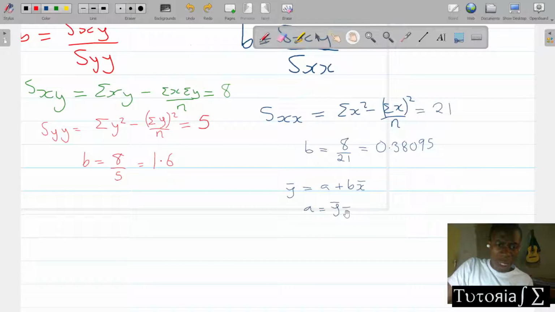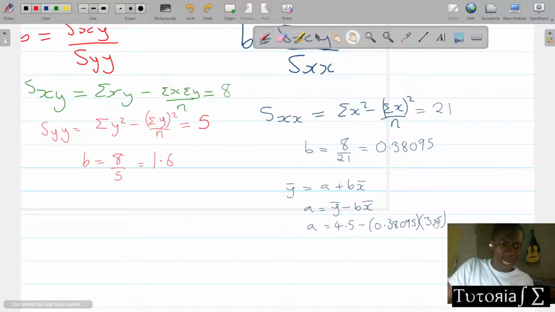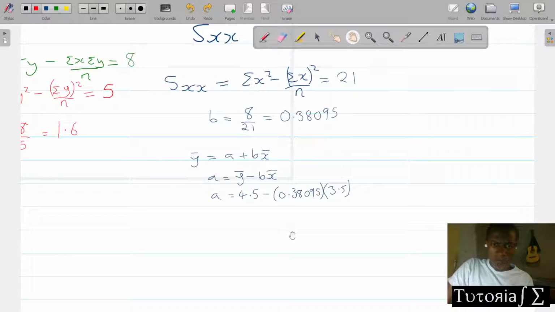Let's make a the subject of the formula. We're going to have a equals the mean of y minus b times the mean of x, and when we replace this, it will be 4.5 minus b, which is this, times the mean of x, which is 3.5. When we simplify that, we get a equal to 3.1667. Hope you're able to see that.